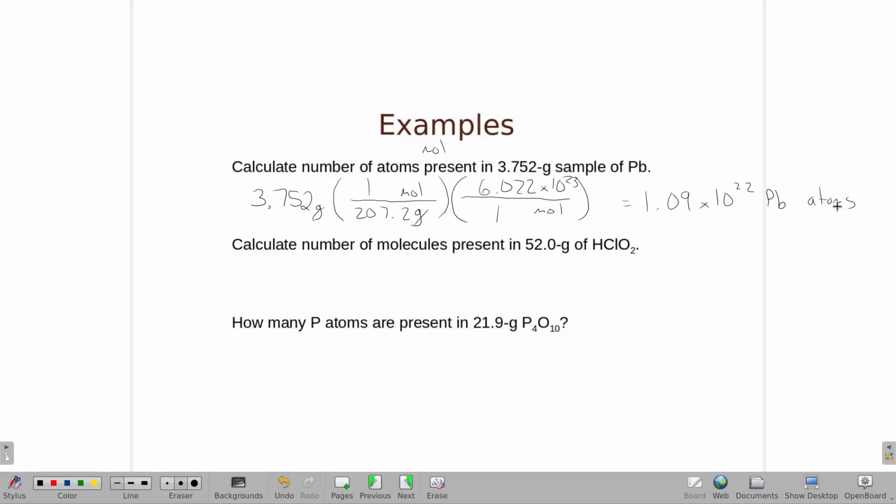All right, next one. Calculate the number of molecules present in 52 grams of HClO2. All right, we got a couple things we have to do now because we're still going to go from grams to moles and then finally to molecules. But the molecular weight of HClO2 is something we'll actually need to calculate out. Now this will be the same because we are going to be just converting this into molecules from our moles. The only thing that's different on this one is I need to figure out the molecular weight of the HClO2 so I can go in there.